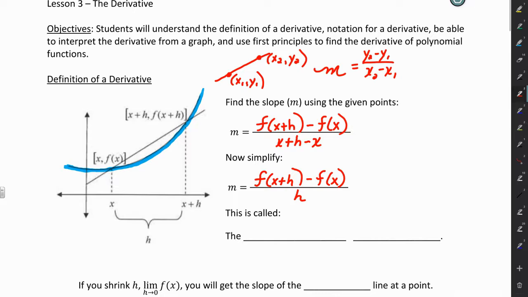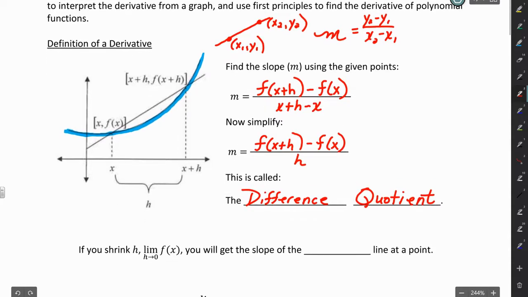So this right now is giving me the average slope of this curve from this first point to the second point, with h being the distance in between. And there's a term for this. It's called the difference quotient.